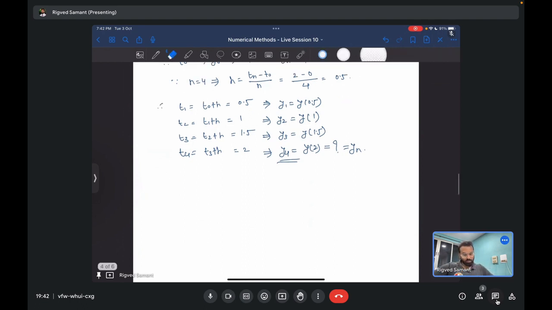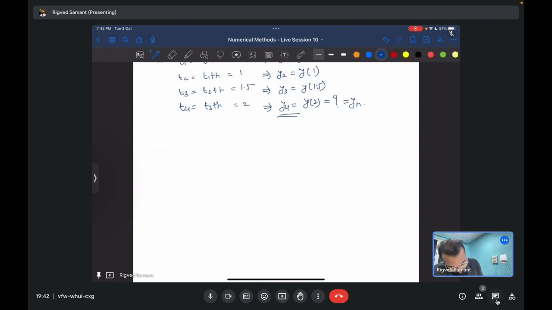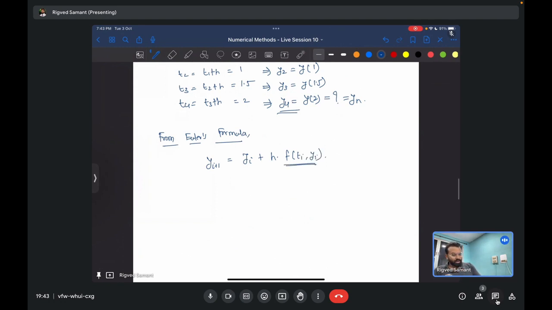Okay, so from Euler's method, or from Euler's formula, what is Euler's formula? Y of i plus 1 is equal to y of i plus h into f of ti comma yi. F of t comma y is same. Okay, so therefore for i equal to 0, y1 is equal to y0 plus h into f of t0 comma y0.